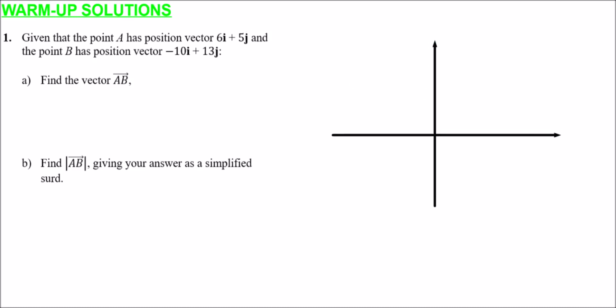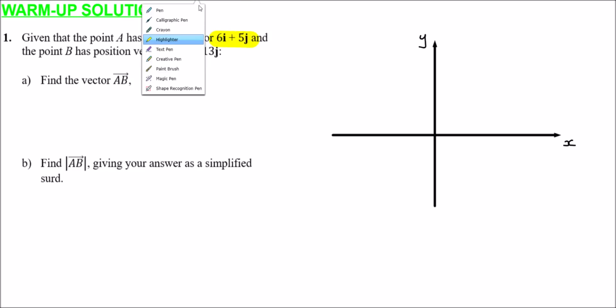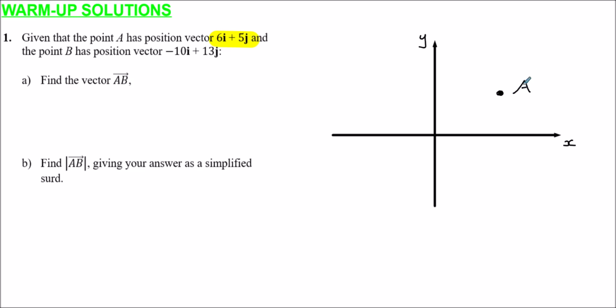So if this is the x-axis and this is the y-axis, in other words i is going along and j goes up in the y direction, we've got 6i plus 5j. So on a grid that would mean 6 along and 5 up from this origin. So 6 along, 5 up. I'm going to put A as being here.